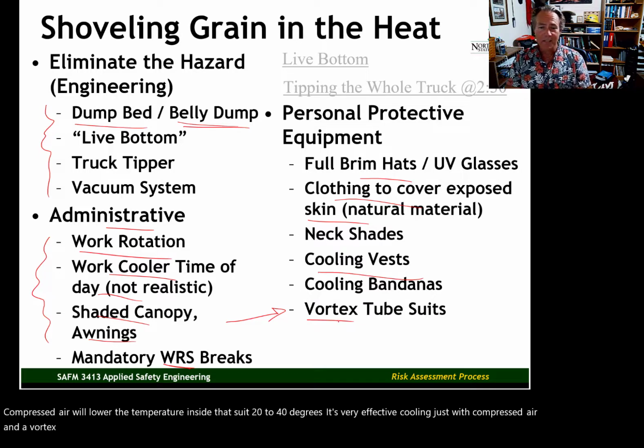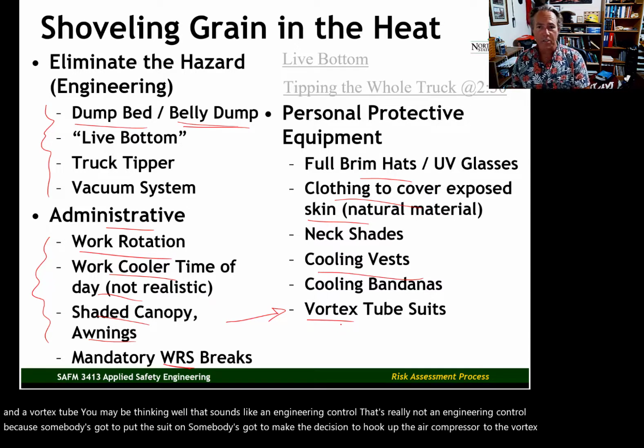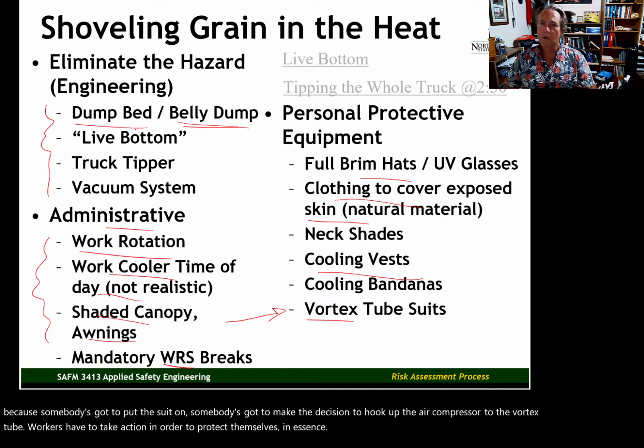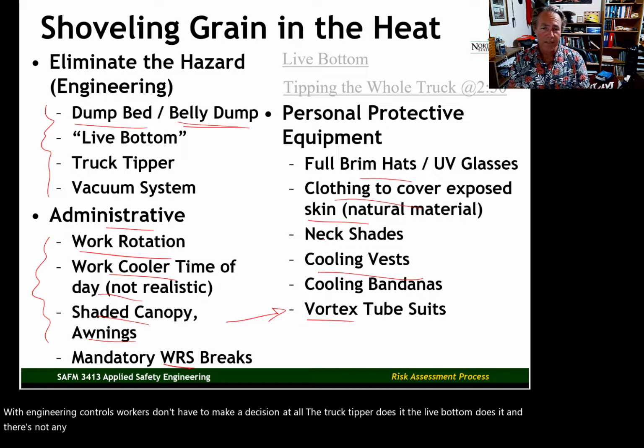You may be thinking, well, that sounds like an engineering control. Well, it's really not an engineering control because somebody's got to put the suit on, somebody's got to make the decision to hook up the air compressor to the vortex tube. Workers have to take action in order to protect themselves, in essence. With engineering controls, workers don't have to make a decision at all. The truck tipper does it, the live bottom does it, and there's not any decision making involved in the process.